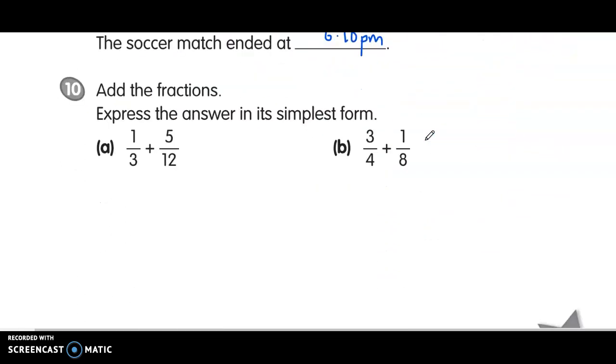Add the fractions, express the answer in its simplest form. Okay, we have learned all this before. Okay, let's look at question A. Again, 1/3 plus 5 out of 12.